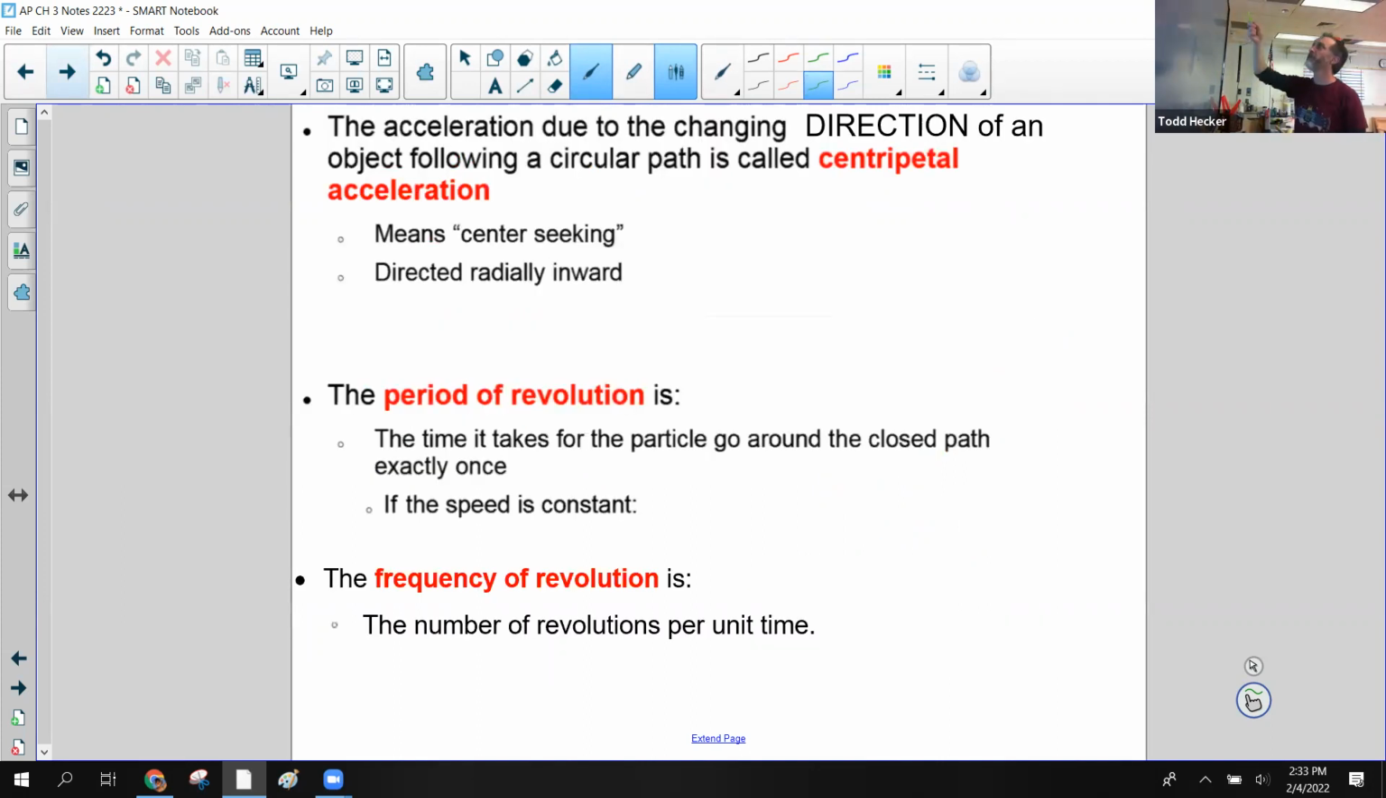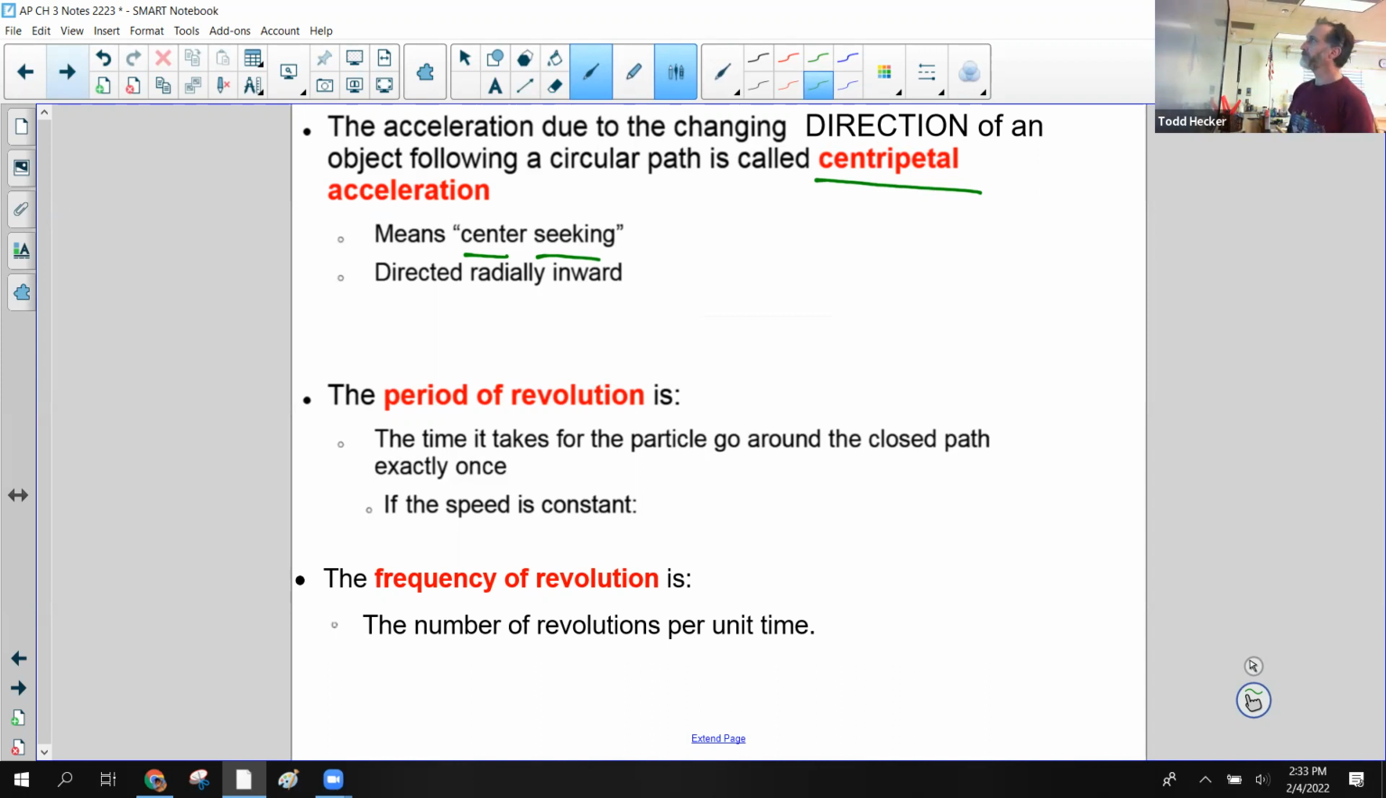So I think I already talked about this. The acceleration due to the changing direction of an object in a circular path is called centripetal acceleration. The word centripetal, I guess the Greek roots of it means center seeking. It's directed radially inward in towards the center of the circle.